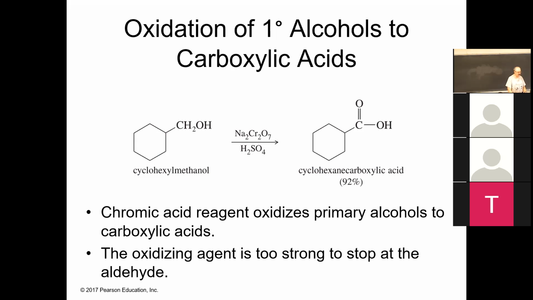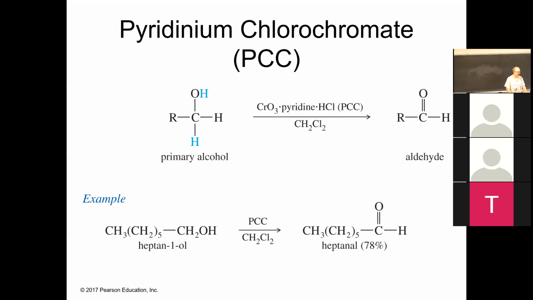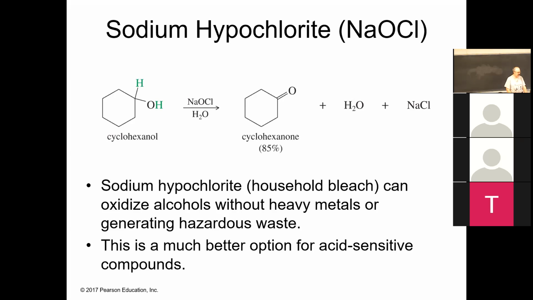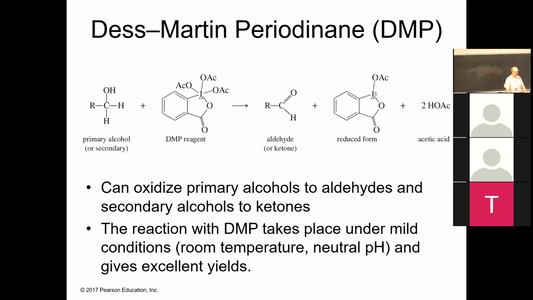I'm going to move through this fairly quickly, so this is review. Primary alcohols with dichromate go all the way to carboxylic acids. PCC and some other methods like the Swern oxidation and the DMP allow us to stop at the aldehyde. All of these methods will take secondary alcohols to ketones.